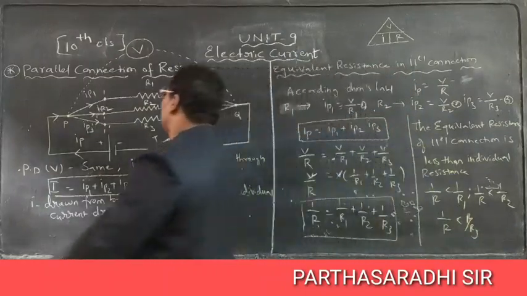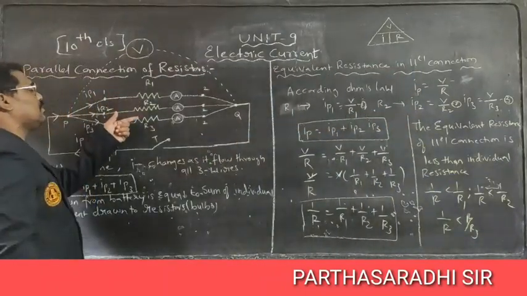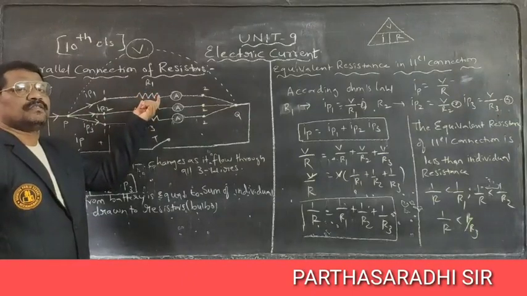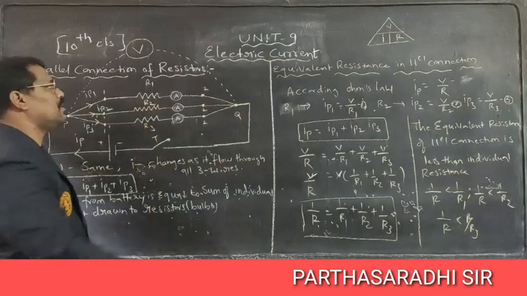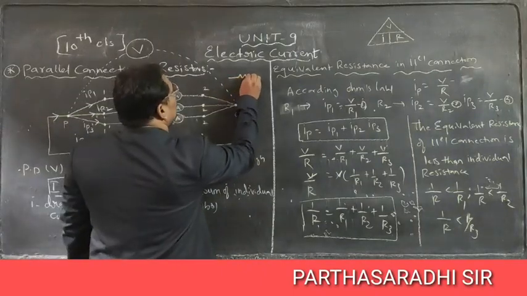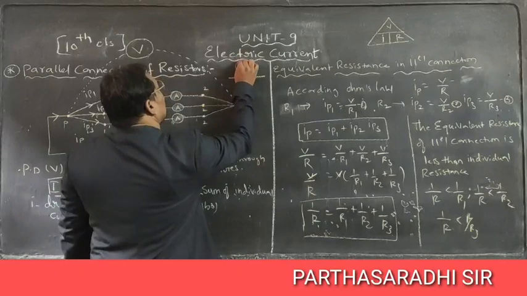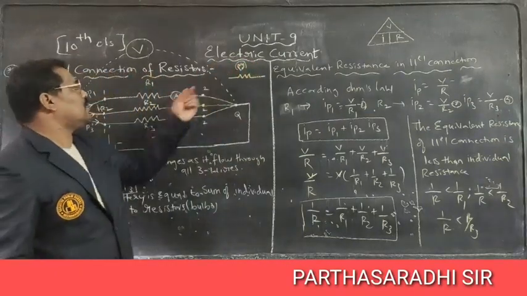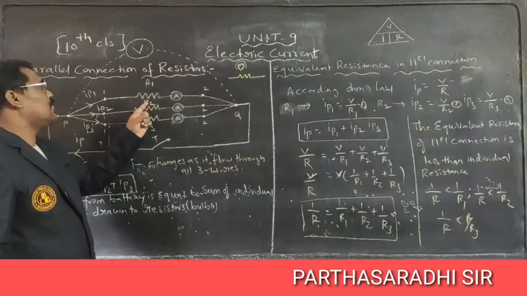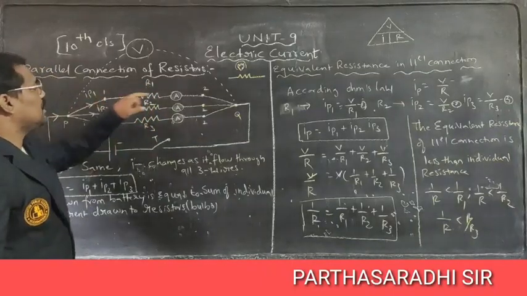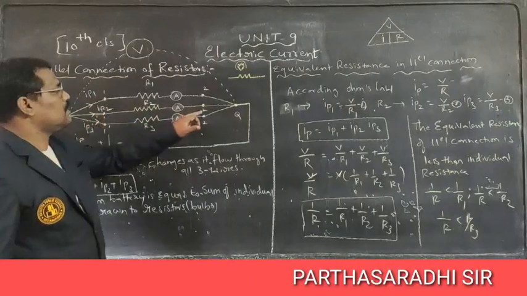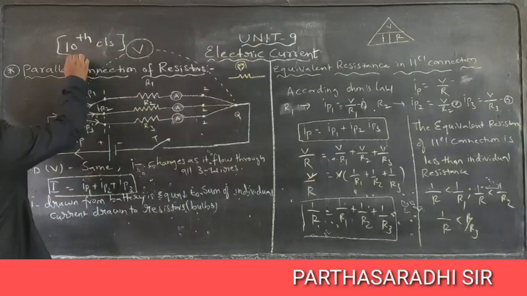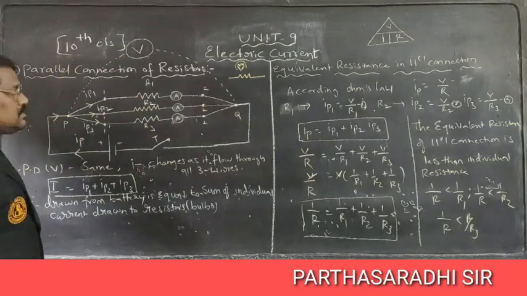Instead of bulbs, I can also take resistors R1, R2, R3. Each and every bulb offers resistance. That is, the symbol of a resistor will be in this way. If I am taking a bulb, within that also I am taking a resistance wire. Instead of that, I am taking resistance wires R1, R2, R3. First end, second end, first end, second end, first end, second end. When we connect them this way, it is called a parallel connection.